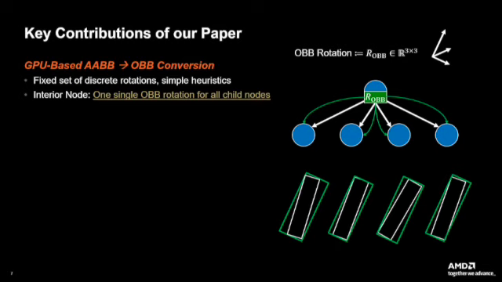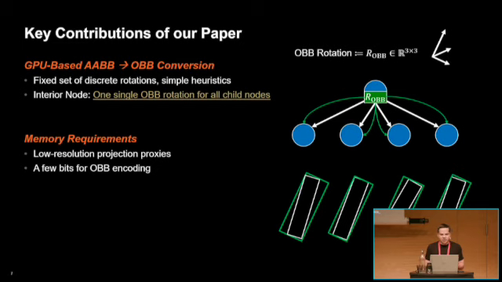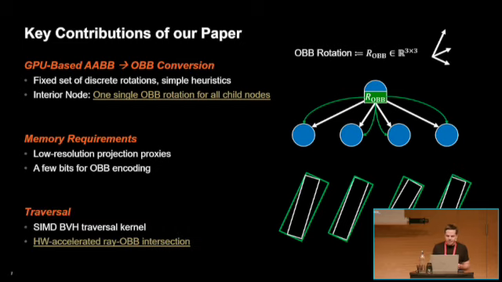One change that we made is that we have one single OBB rotation for all the child nodes. The underlying assumption is that at the leaf nodes close to a meshlet, everything is commonly oriented, so there is a better chance that you find a common orientation, so maybe one rotation suffices to reduce the surface area. Memory requirements in our work are that we have low resolution projection proxies, which we use to construct the OBBs, and we just use a few bits for the OBB encoding. The difference in our SIMD traversal is that we have hardware accelerated Ray-OBB intersection.